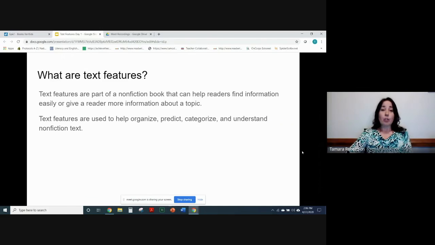Text features are part of a nonfiction book, and text features can help us as readers find information more easily or quickly. Text features also give us information about the topic. Authors use text features to organize information in a book. We can use text features to make predictions. Information can be categorized. And text features can also help us as readers understand the nonfiction text better.